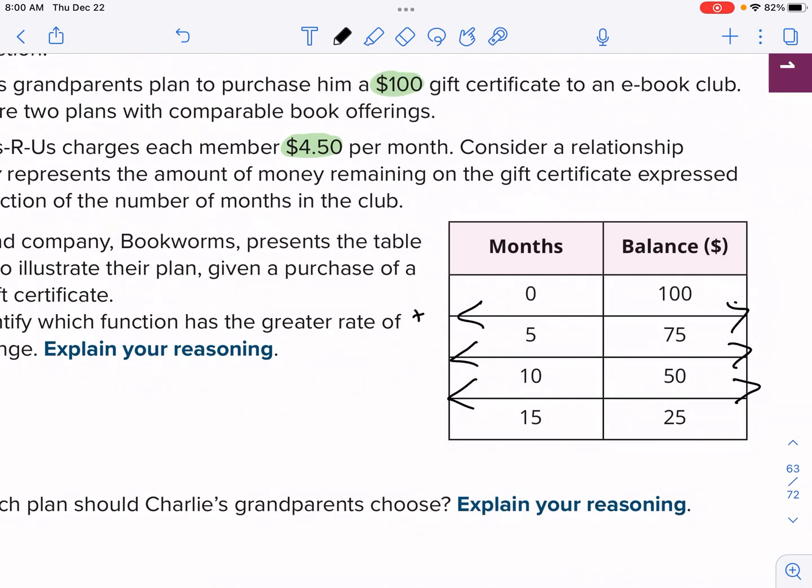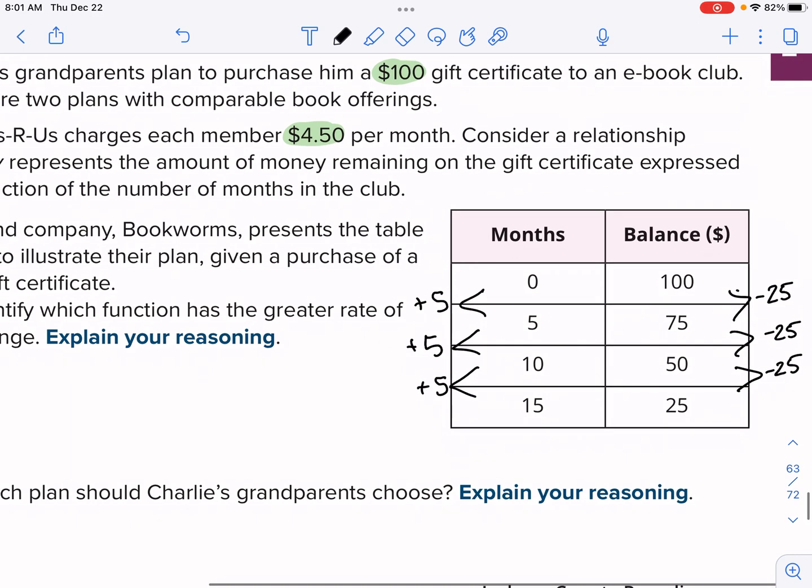0 to 5, you just add 5. We should add 5 for all of these. And then for the other one, 100 to 75, you're subtracting 25 for each one. So the rate of change for this is -25 over 5. Negative divided by positive is a negative, and 5 goes into 25 five times. So what this is saying is the rate of change for Bookworms is that we're losing $5 each month, or per book. So it's money out of this gift certificate, and that's why it's a negative.